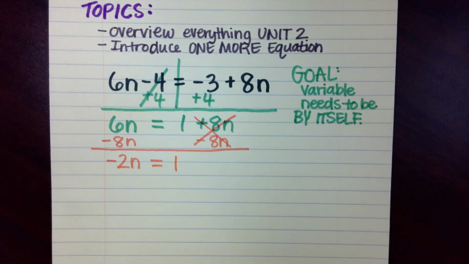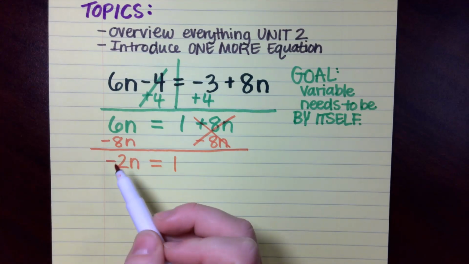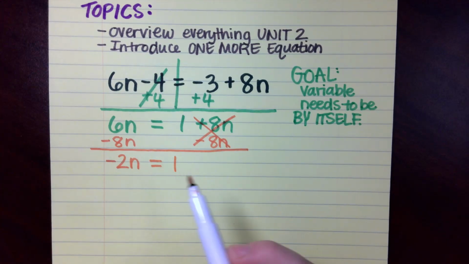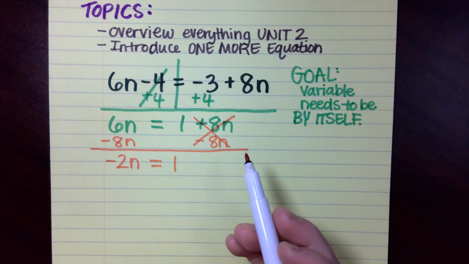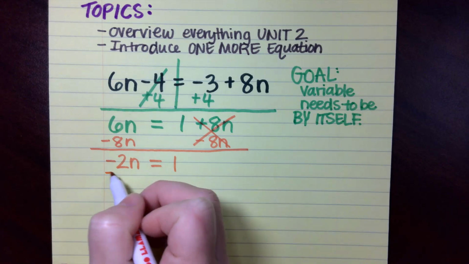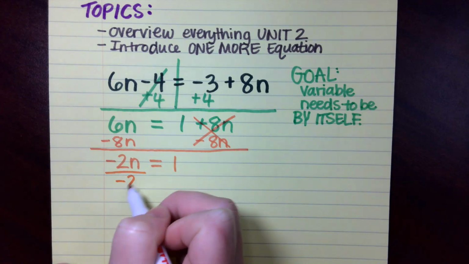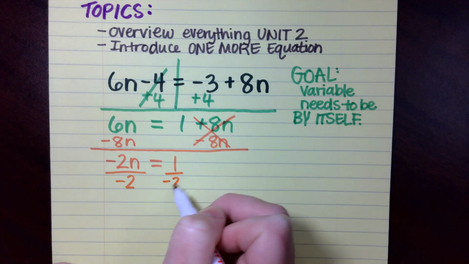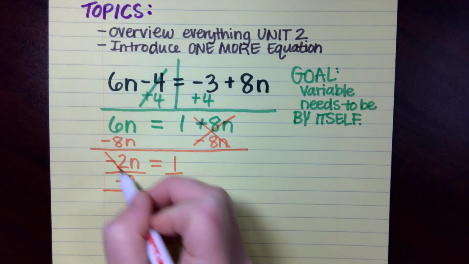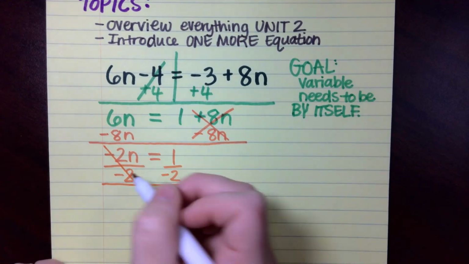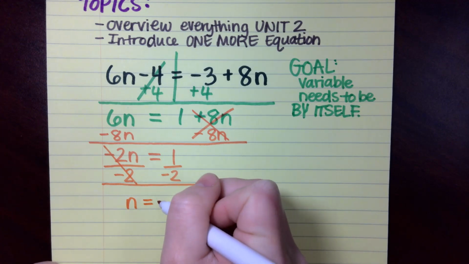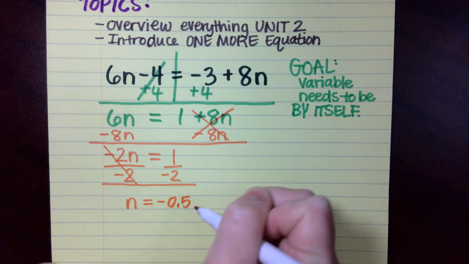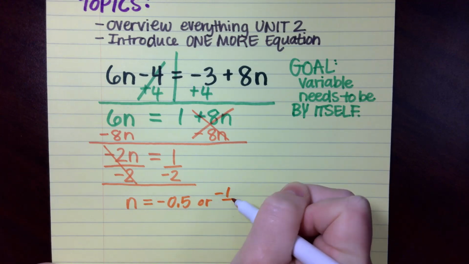Now we have a problem that looks a little more familiar. Okay, so I have negative 2 times n equals 1. What could I do to get n by itself? Divide that. Yes, we want to divide by negative 2. Divide by negative 2. My negative 2's will cancel out, and then I'm finally left with n is equal to negative 0.5, or you could just keep it as negative 1/2.